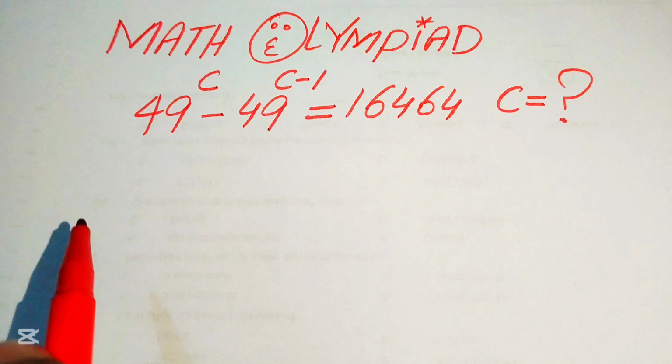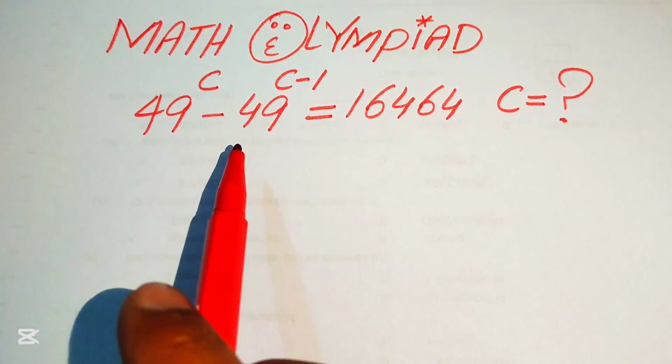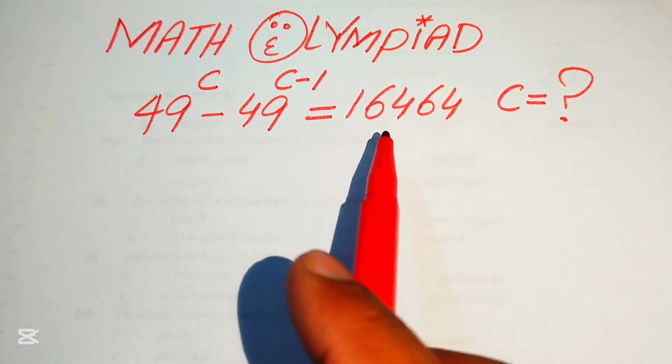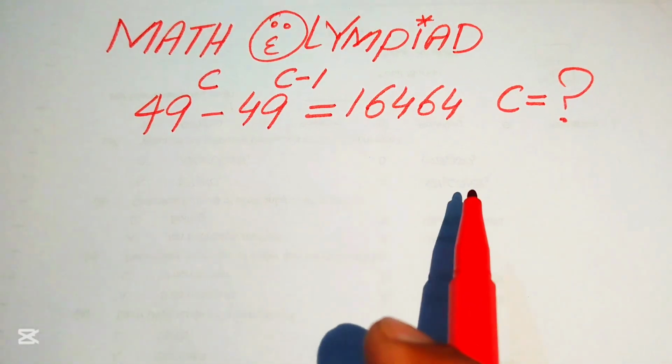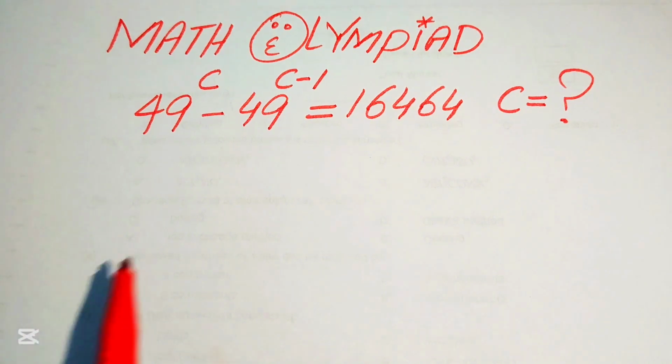So here we have 49 to the power of c minus 49 to the power of c minus 1 equals 16,464, and we solve this problem for the values of c. So here first we apply the exponent law.